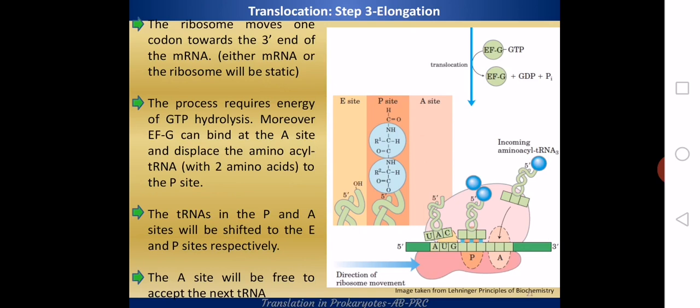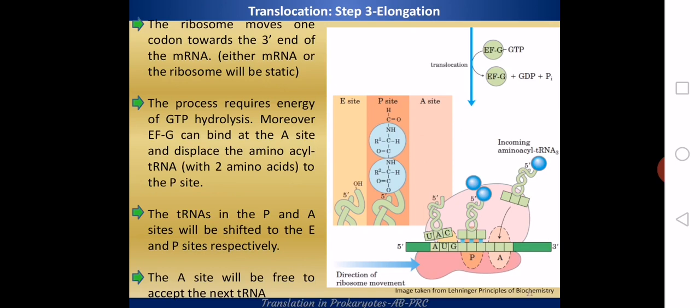translocation. And what actually does translocation mean? Translocation is the movement of the ribosome by a distance of one codon toward the 3' end of the mRNA. Right. So the ribosome will move, or otherwise you can also imagine that the mRNA is moving. So either the mRNA or the ribosome will be static. Okay. So the process requires energy by GTP hydrolysis. Then EF-G is also involved in the translocation event.